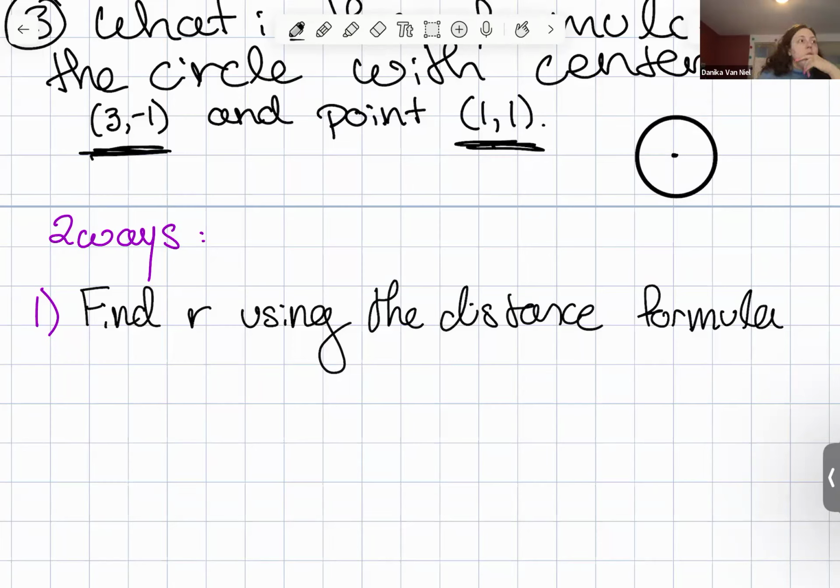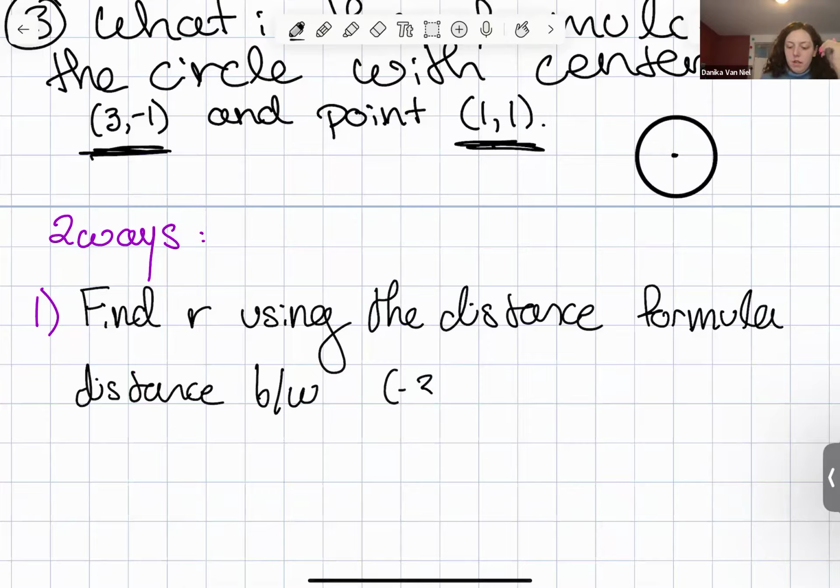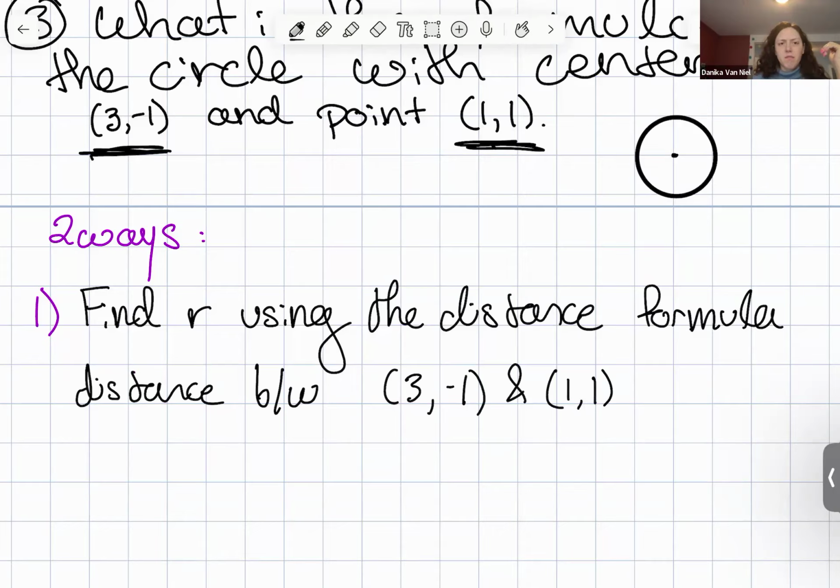Okay, so I want to find the distance between the center, which is positive 3, negative 1, sorry, my bad, and the point on the circle. Okay, am I recording? I am, okay. That has happened before.